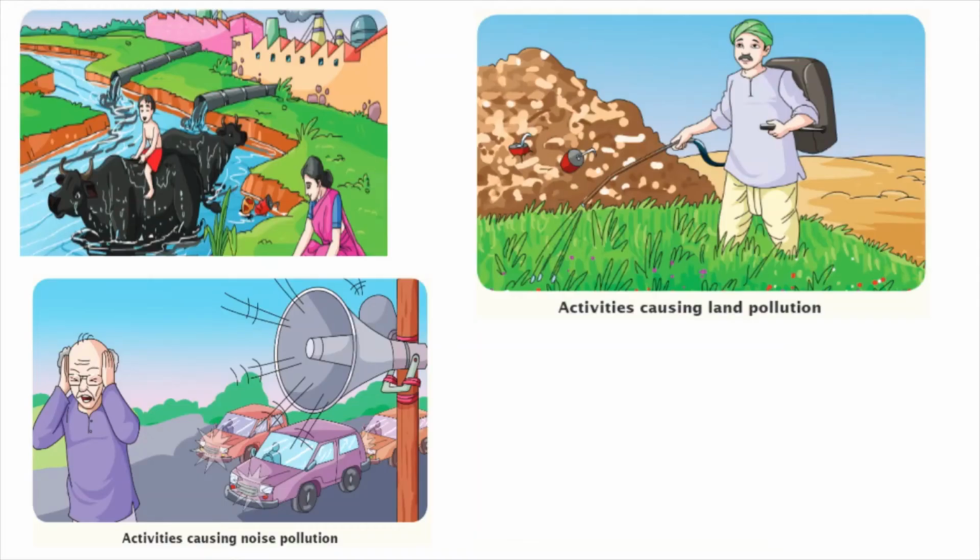Then we have seen that cattle take a bath in the water, and in villages they wash their clothes on the river bank. This also pollutes the water. Also, the industries are directly putting out their waste in the water bodies, which pollutes our rivers, ponds and lakes.